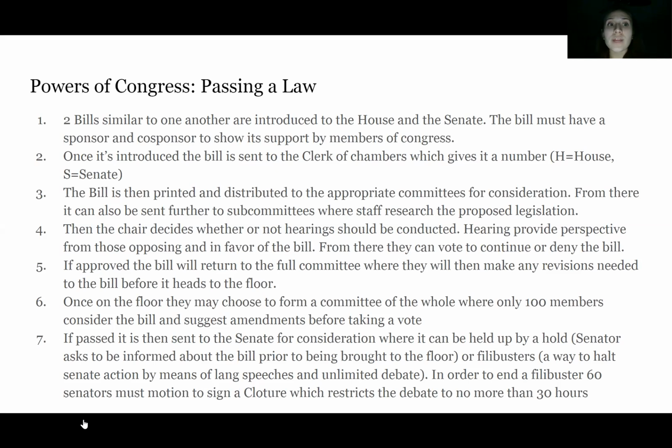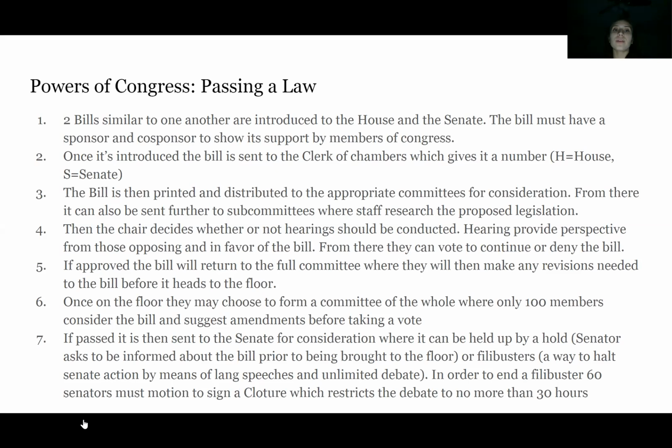If it gets approved, then it'll move on to the chair, and there they will decide whether they're going to have hearings on it or not. Hearings are very, very important because they provide an opportunity for people that are for or against it to speak out about the bill. And from there, that bill can be approved or denied. So that's really important to have.